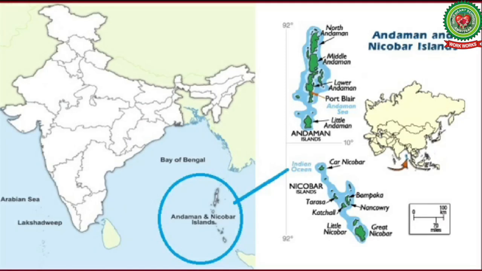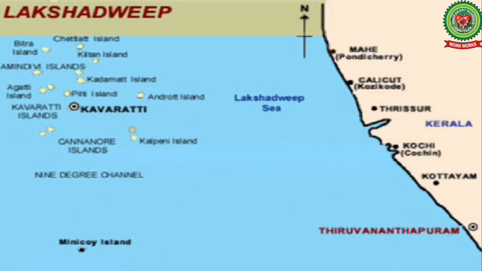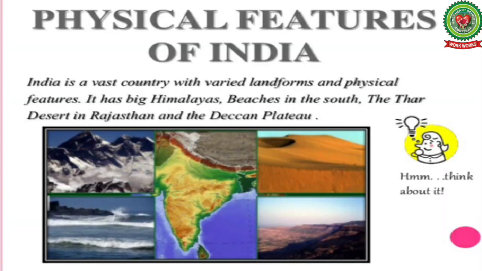And there are two groups of islands, one in the Bay of Bengal called the Andaman and Nicobar Islands, and the other called the Lakshadweep in the Arabian Sea. We'll be studying about these landforms in the coming chapters, and then you will study these landforms in detail.